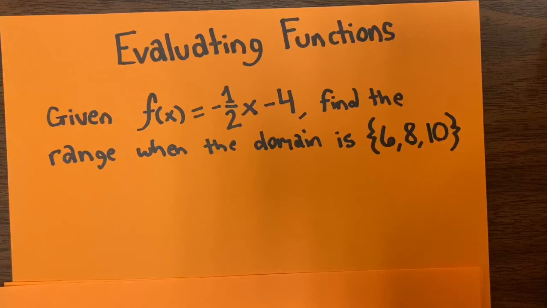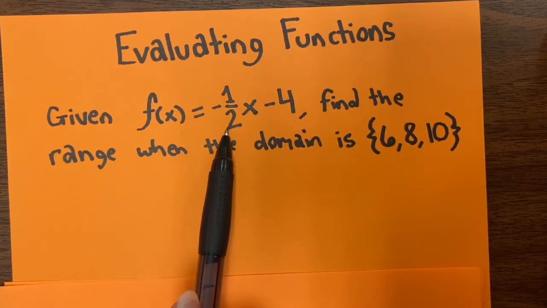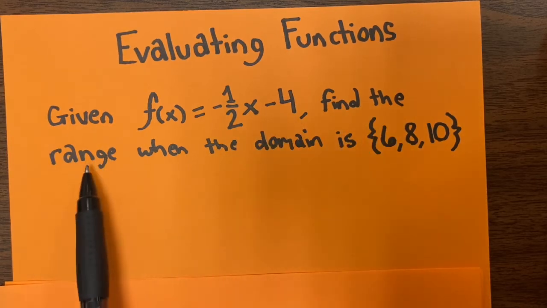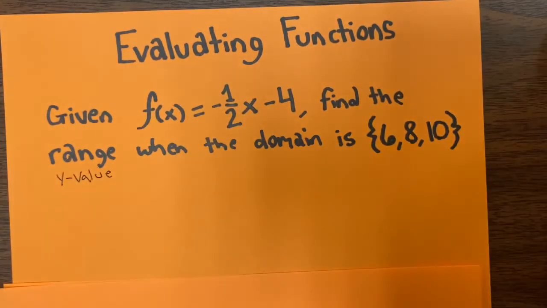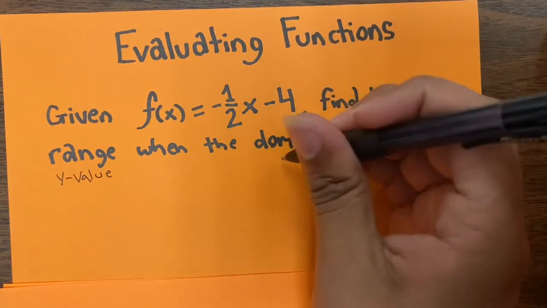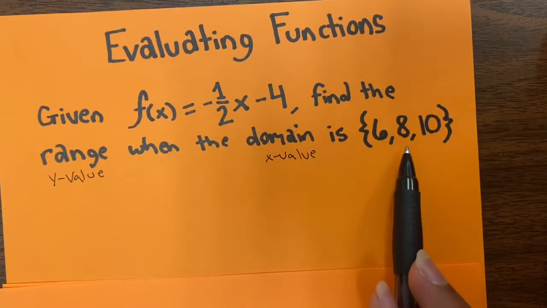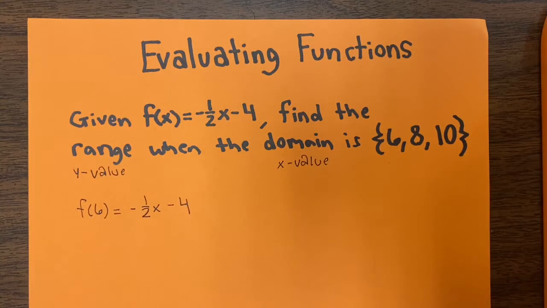So let's evaluate functions. Given f of x equals -1/2 times x minus 4, find the range. So find the y value when the domain, the x value, is 6, 8, 10. So we have f of 6 equals -1/2 of x minus 4.